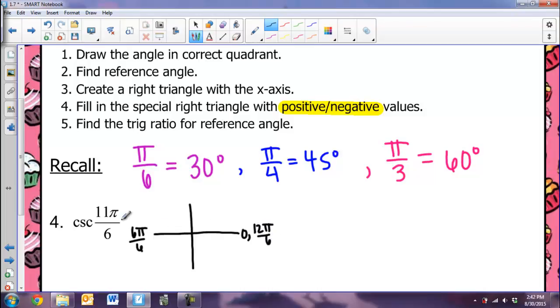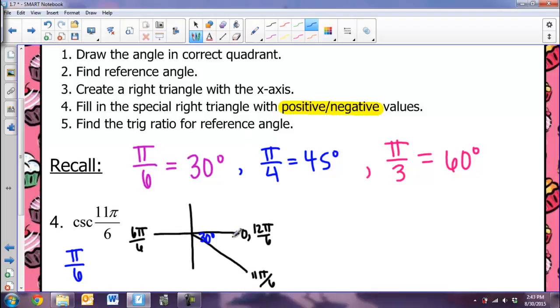Okay, so 11 is closer to 12 than it is to 6, which means my angle is hanging out over here. Now I'm going to figure out what that reference angle is in here. If I say that this is 11 pi over 6, that's pi over 6 away from the 12 pi over 6. So that makes my reference angle pi over 6. Pi over 6 is equivalent to 30 degrees. So we're going to be using a 30, 60, 90 right triangle.